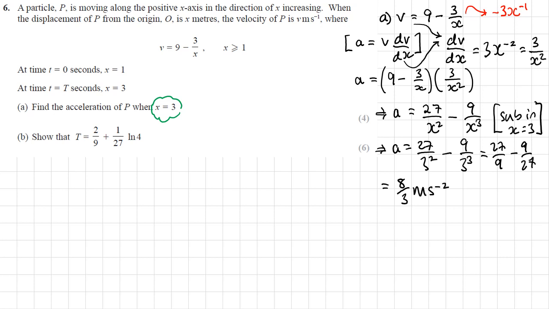So there we go, I've got my answer for part A. a is equal to 8 over 3 meters per second squared. So I'll highlight it here, and I'll highlight my working here as well.